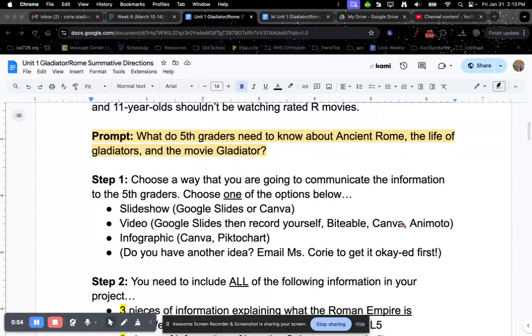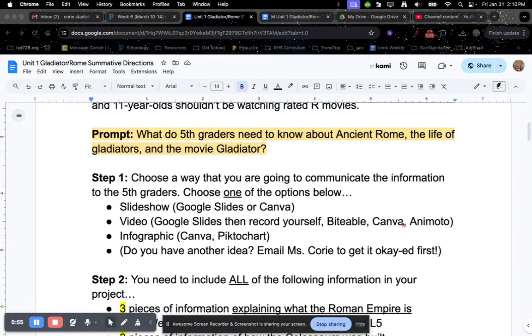Step number 1. You are going to choose a way that you are going to communicate the information to the 5th graders. You're going to choose one of the options below. Either you can do a slideshow, so you can use either Google Slides or Canva. You can do a video, so you could do like Google Slides and then record yourself. You could do a Biteable. Canva, I know that one's a really popular video maker. I found this one too. This one's new to me, but it's called like Animoto.